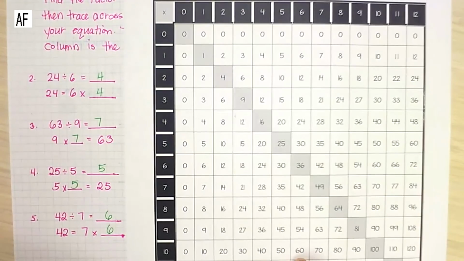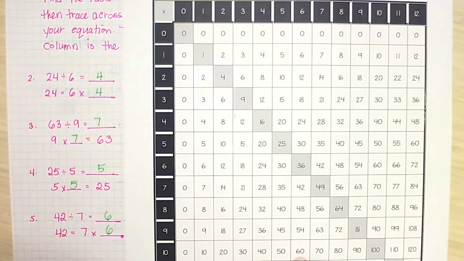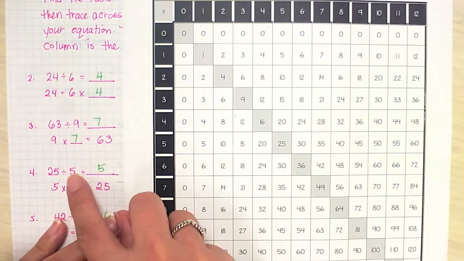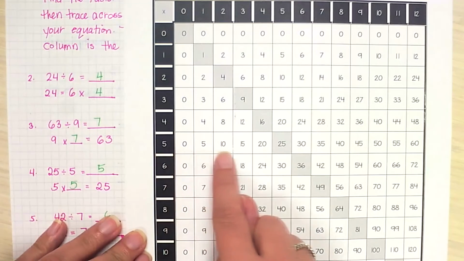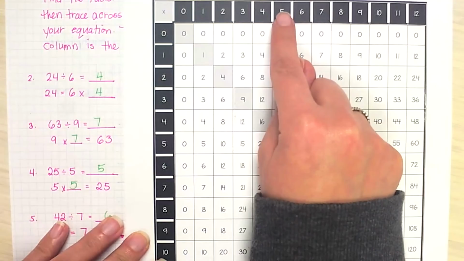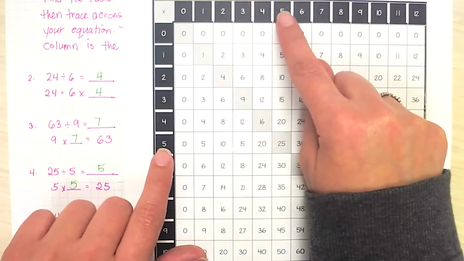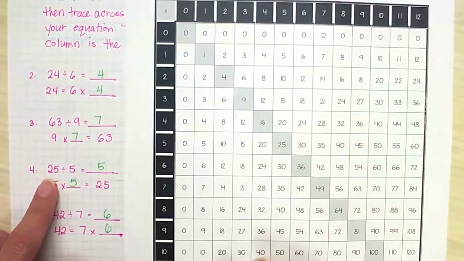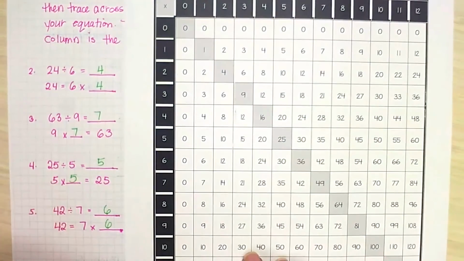Our next question says 25 divided by 5 equals a number. So I know that one of my factors is 5, so I can trace across the 5s until I get to 25. And then I will trace it all the way back up to find my missing number. So it turns out that 5 times 5 is equal to 25. So 25 divided by 5 is also equal to 5.